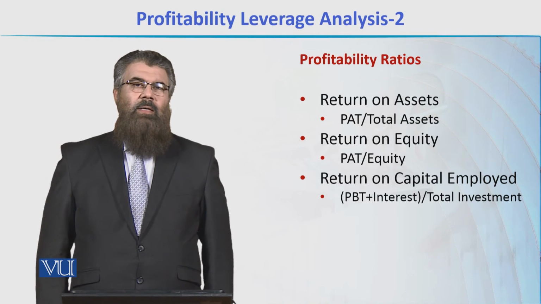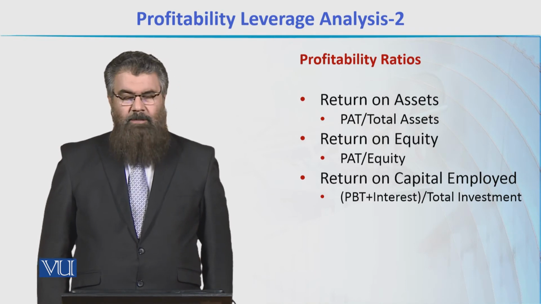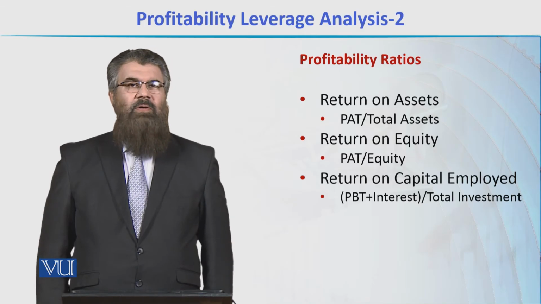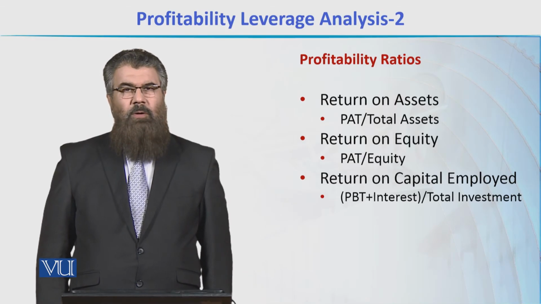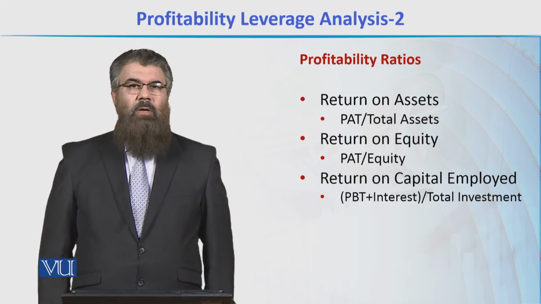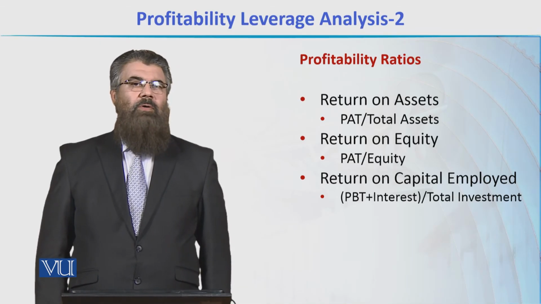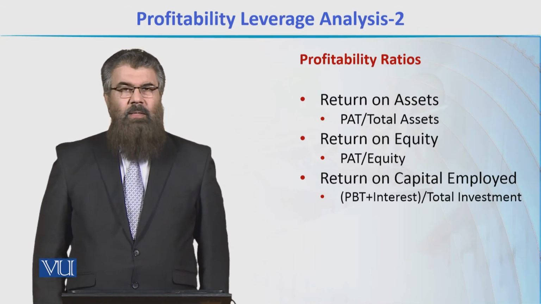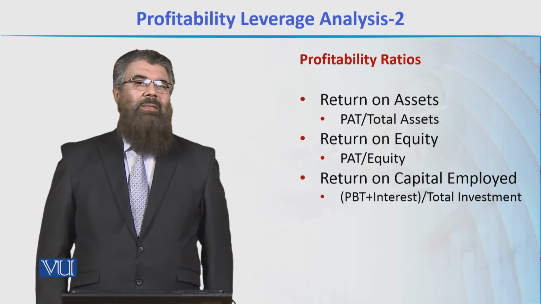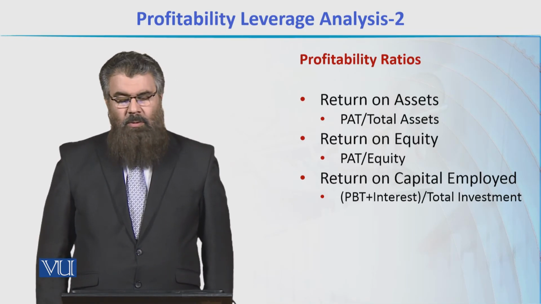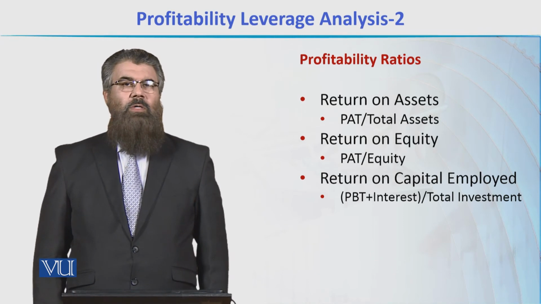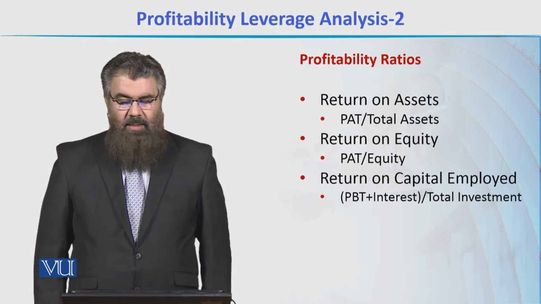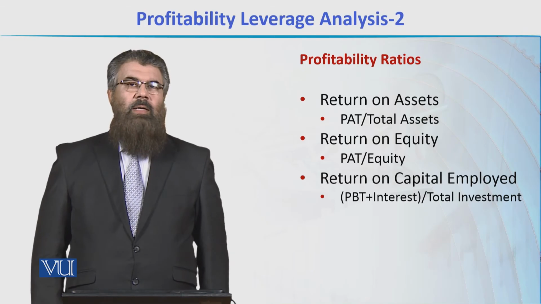In return ratios, the three ratios that we'll discuss are return on assets. The formula is to divide the profit after tax figure by the total assets. Profit after tax figure is taken from the income statement and the total assets figure is taken from the balance sheet. Return on equity, which is the most important ratio for the shareholders because this defines their rate of return. The formula is profit after tax divided by the amount of equity. So profit after tax over equity is return on equity, and profit after tax over total assets is return on assets. And the third one is the return on capital employed.